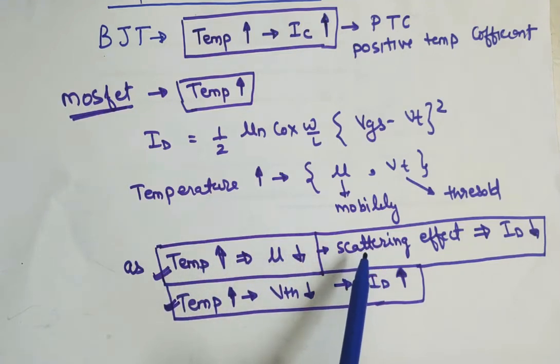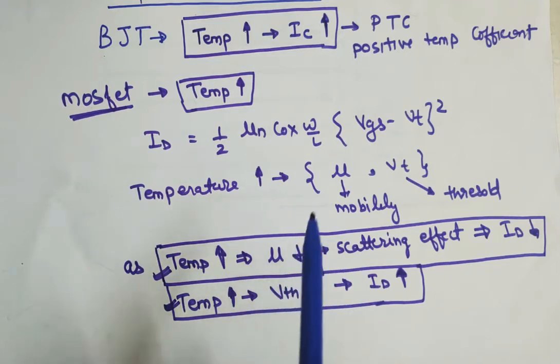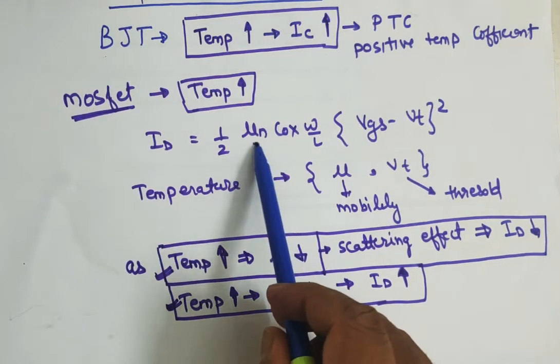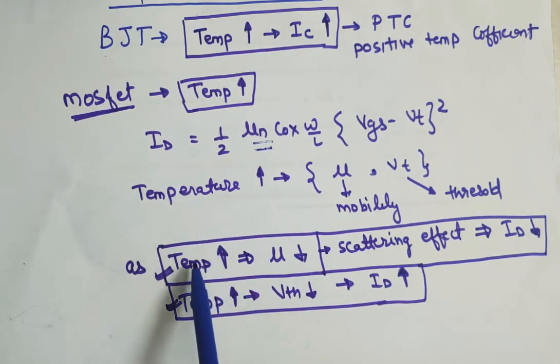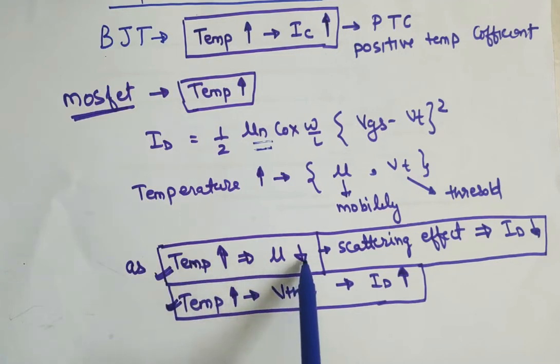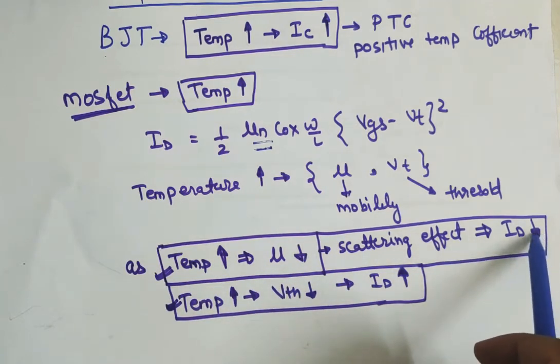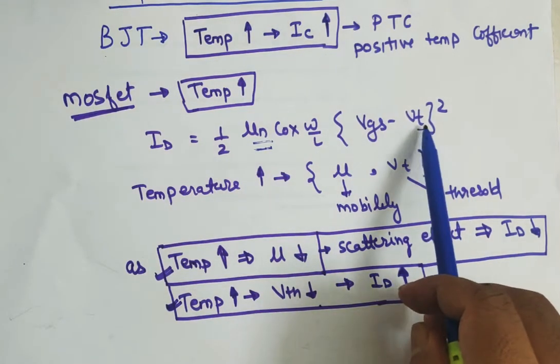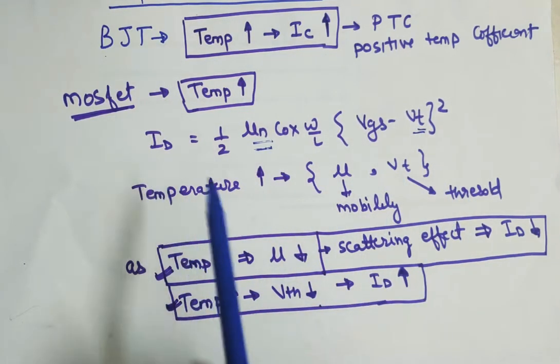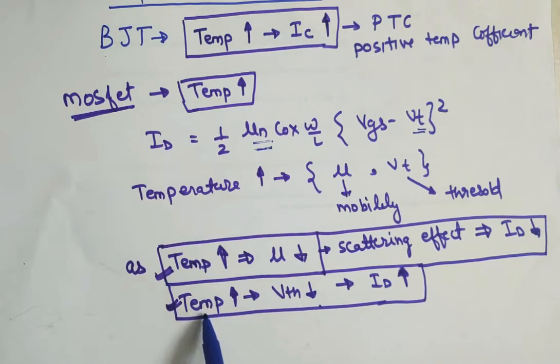So what will happen if your mobility is decreasing? If we see in this equation, if this term is decreasing, your current will decrease. So if temperature increases, mobility decreases, your current will decrease, correct? The second effect is, if we increase the temperature, then VTH also used to decrease. If VTH is decreasing, then obviously our current is going to increase.